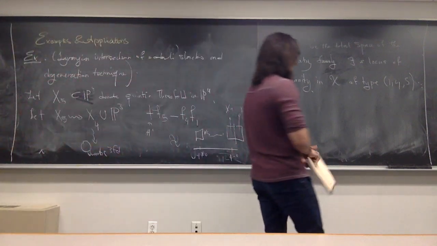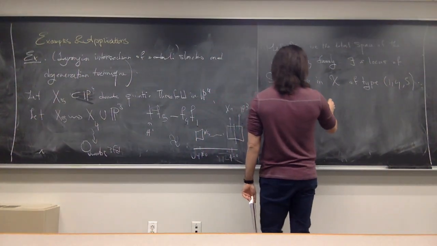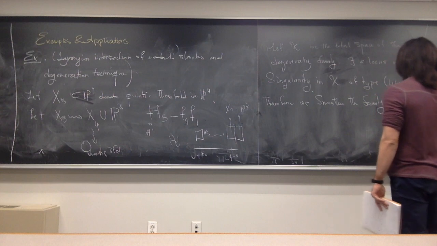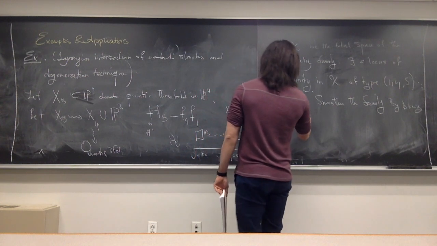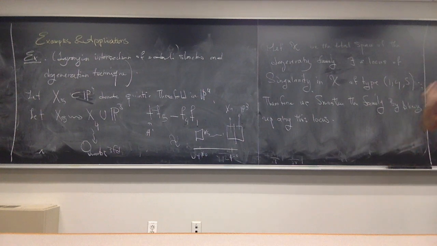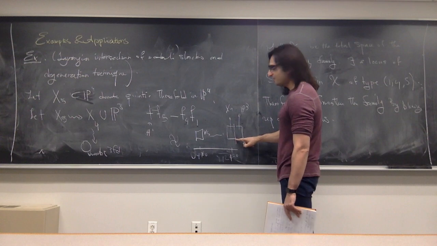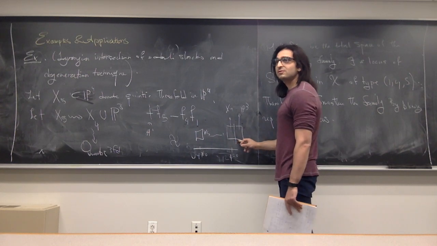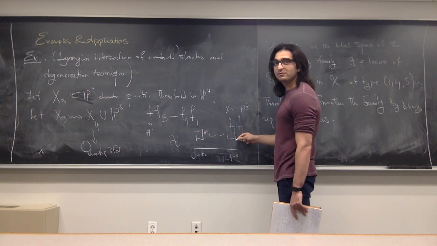So the total space is not singular. Therefore, we smoothen the family by blowing up along this locus. So we blow up this family along the divisor which we have in here. You see, you have a divisor. This special fiber for this fourfold family is a divisor, but it has a locus of singularity. And so you really need to blow up this family along this divisor as a Weil divisor.